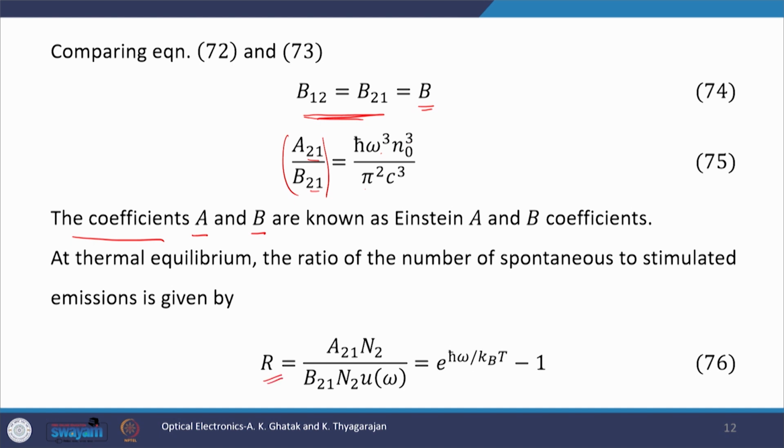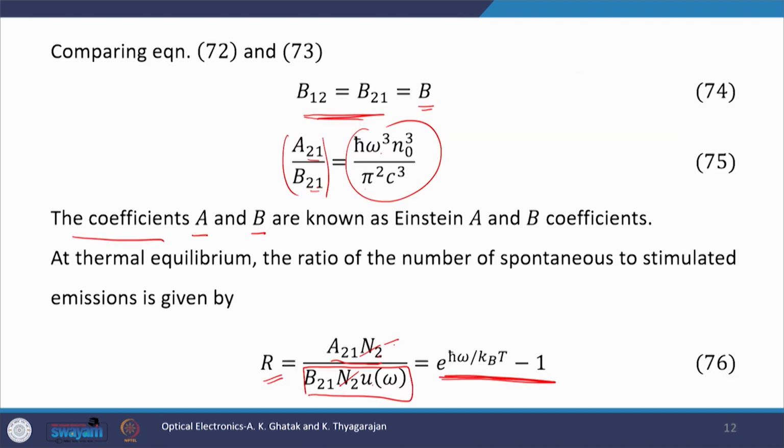Okay. And here what you see is that A21 N2 is the spontaneous emission and B21 N2 U is the stimulated emission. The ratio of spontaneous to stimulated emission is equal to e to the power h cross omega by kBT minus 1. Because A21 upon B21 is equal to this number, N2 from this expression will go away, and we will be left with e to the power h cross omega by kBT minus 1.